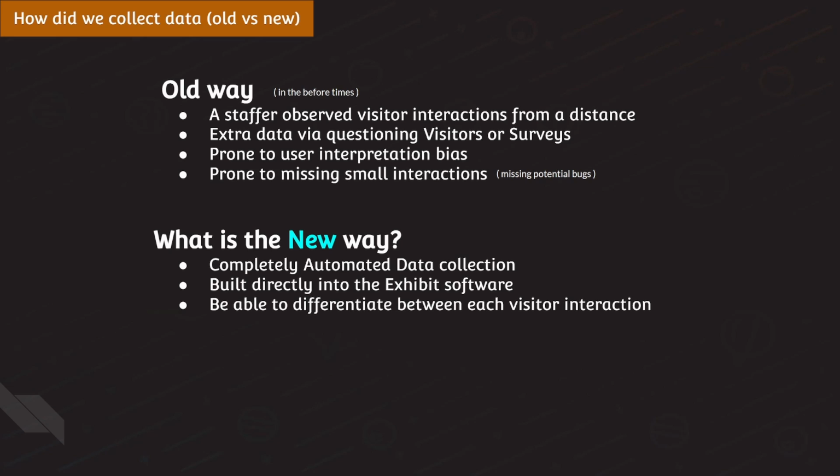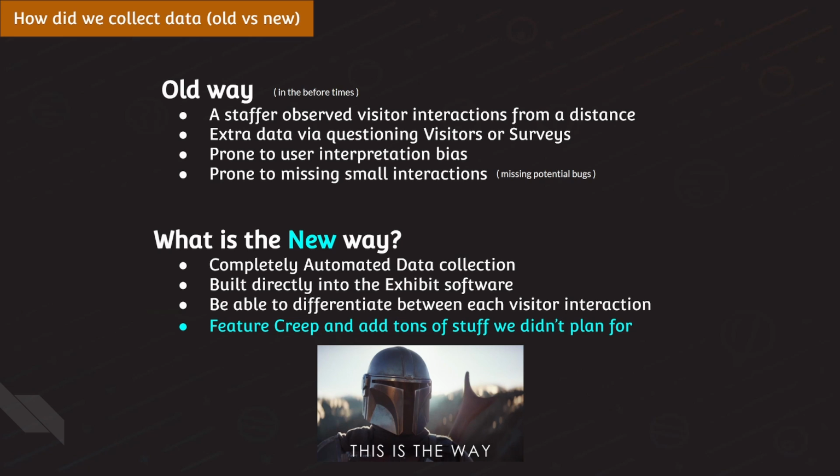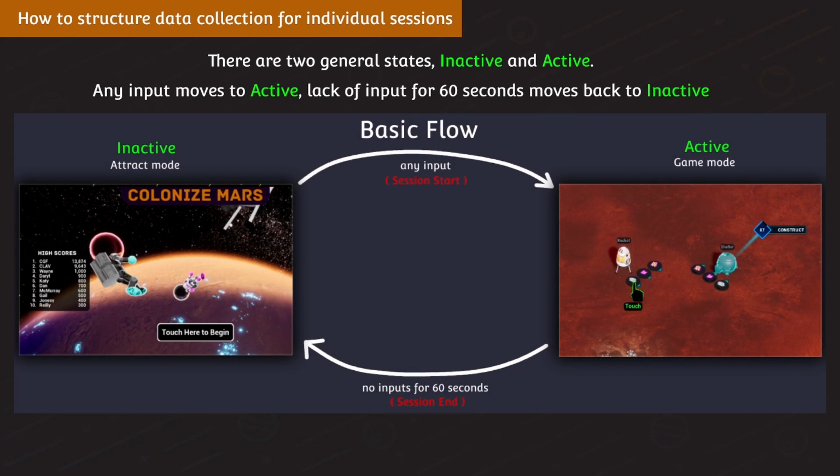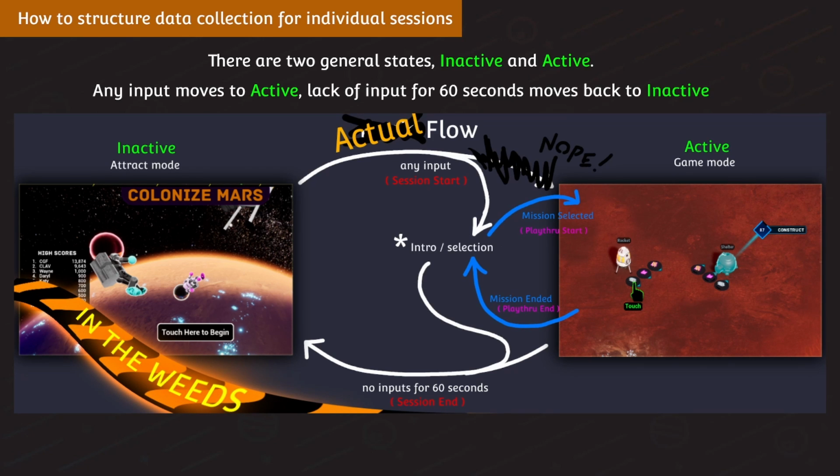And originally we just wanted to aim for recording individual sessions. But as we got into it, feature creep got us, and we got really excited about all the other things. So this is the way. There are two general states, inactive and active. Any input will take you from inactive to active, and if you don't touch the screen for 60 seconds, it'll take you from active to inactive. Makes good sense. Yeah, it didn't really work out like that, but it was a good idea.